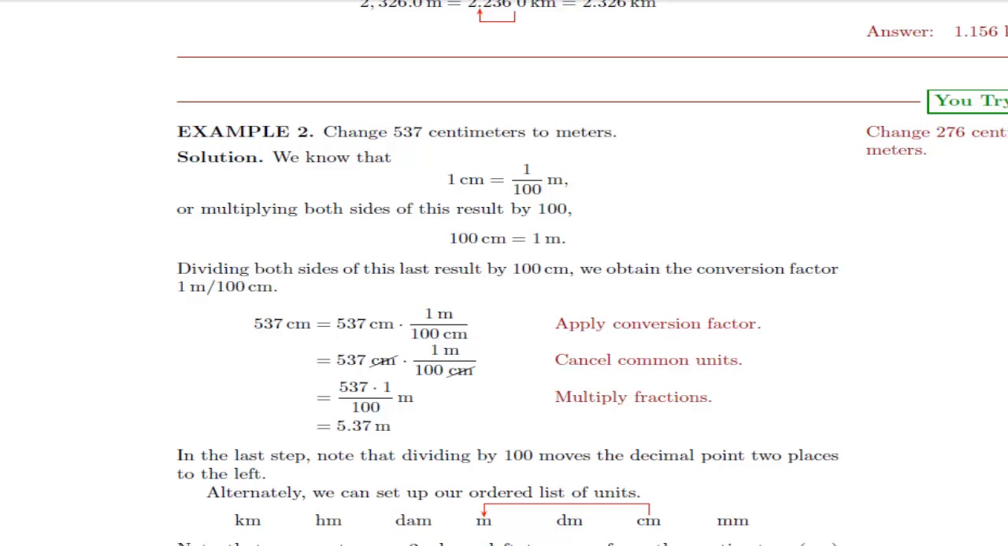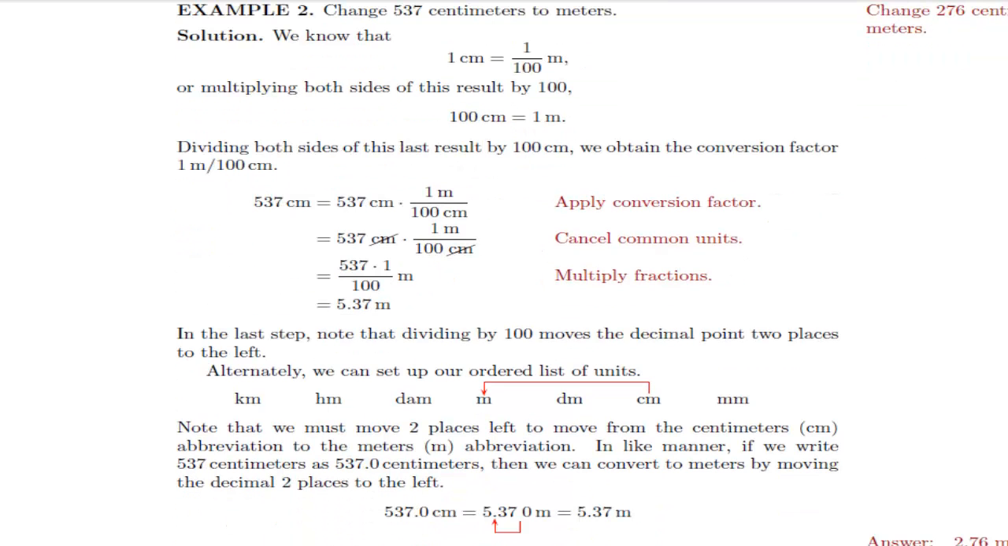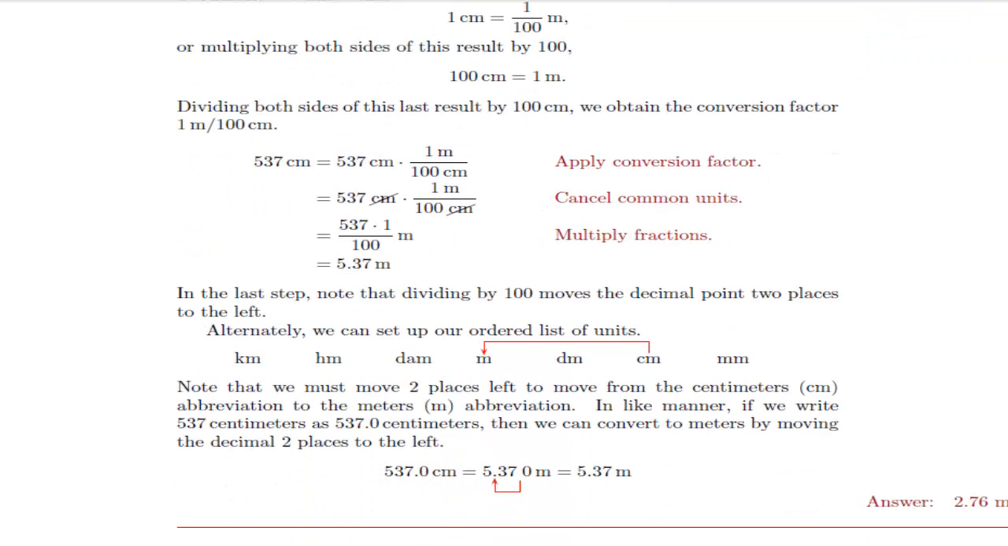537 centimeters equals 537 centimeters times 1 meter over 100 centimeters. The centimeter units cancel, and we're left with 537 times 1 over 100 meters, which simplifies to 5.37 meters. In the last step, note that dividing by 100 moves the decimal point 2 places to the left. Alternately, we can set up our ordered list of units. Note that we must move 2 places left to move from the centimeters abbreviation to the meters abbreviation.